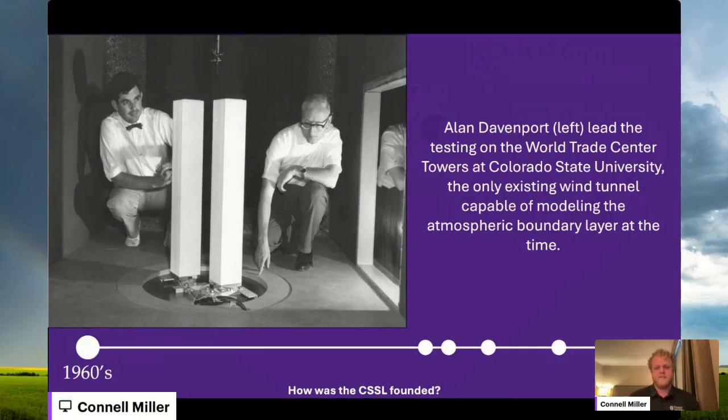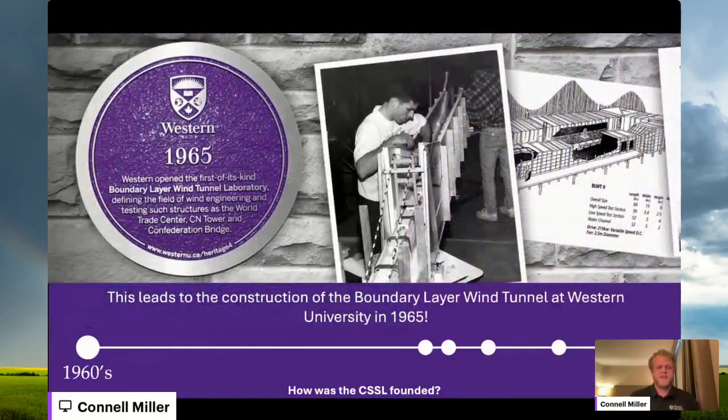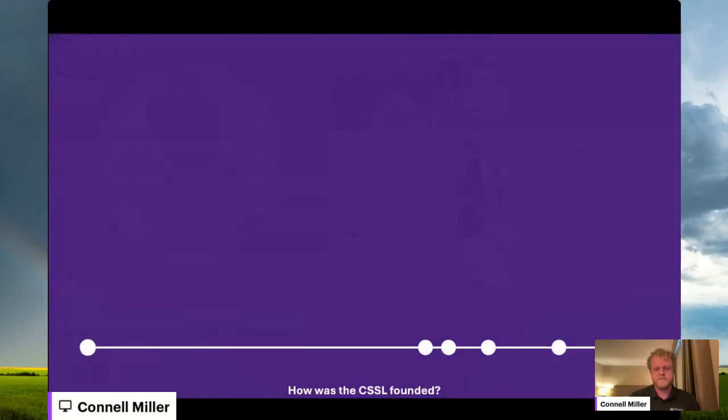acting on it. So they went to Colorado State University, which was the only existing wind tunnel capable of modeling the atmospheric boundary layer at this time. And then this leads to the construction of the boundary layer wind tunnel at Western University in 1965, which is still one of the defining places to be able to test these structures. And it's tested structures such as the World Trade Centers, the CN Tower, the Confederation Bridge, and the list kind of goes on and on. There's a whole museum in the building that shows you all of these different historical structures being tested for wind.